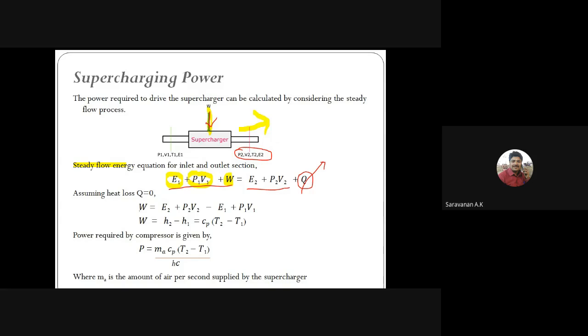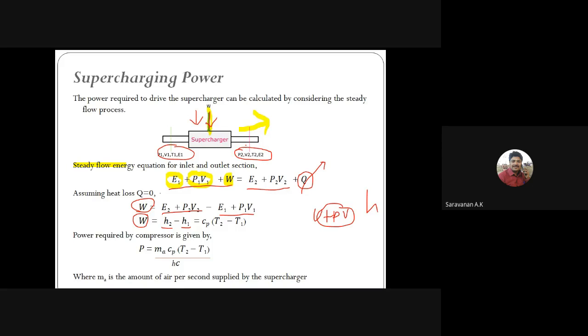So the work we have to give to the compressor is the energy output minus the energy input. Generally U plus PV, internal energy plus pressure and volume, is called the enthalpy, represented as H. So the difference between the enthalpy output and the enthalpy input is called the work which is required.